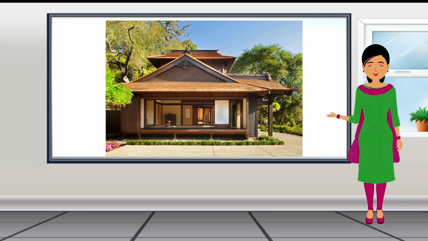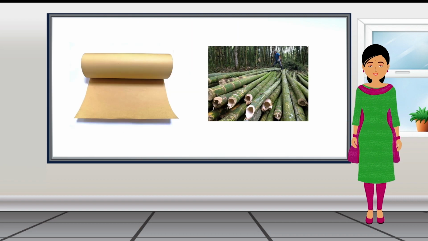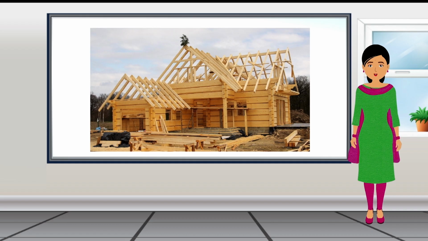In Japan, houses are often constructed from materials like paper and bamboo. These materials are very light, so when there is an earthquake, the houses might shake, but they don't fall down easily. It's a clever way to keep people safe in such a dangerous environment.